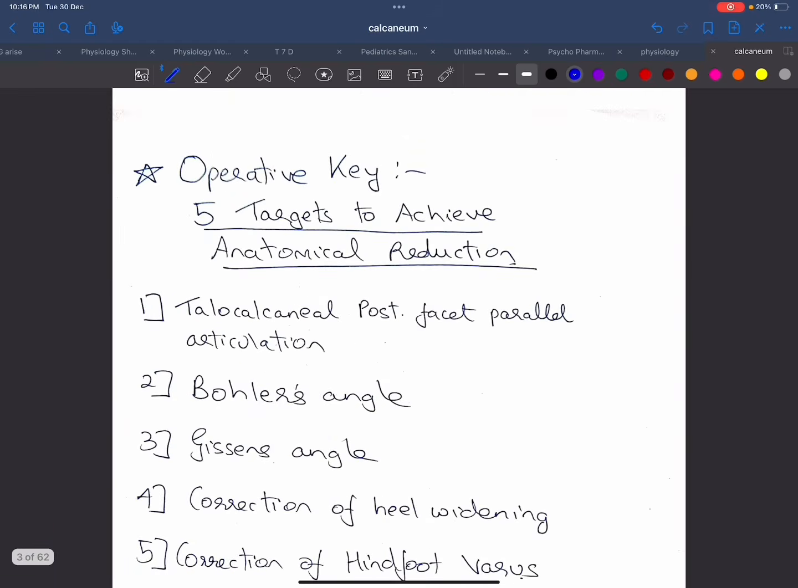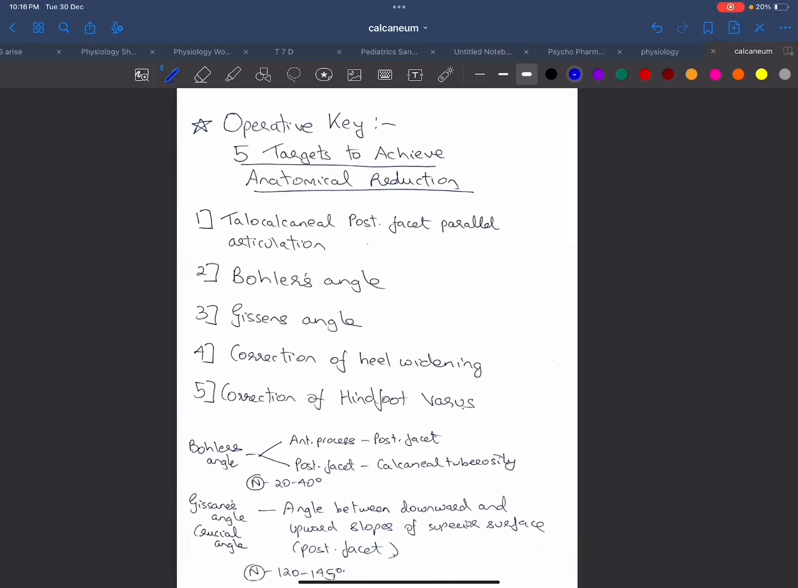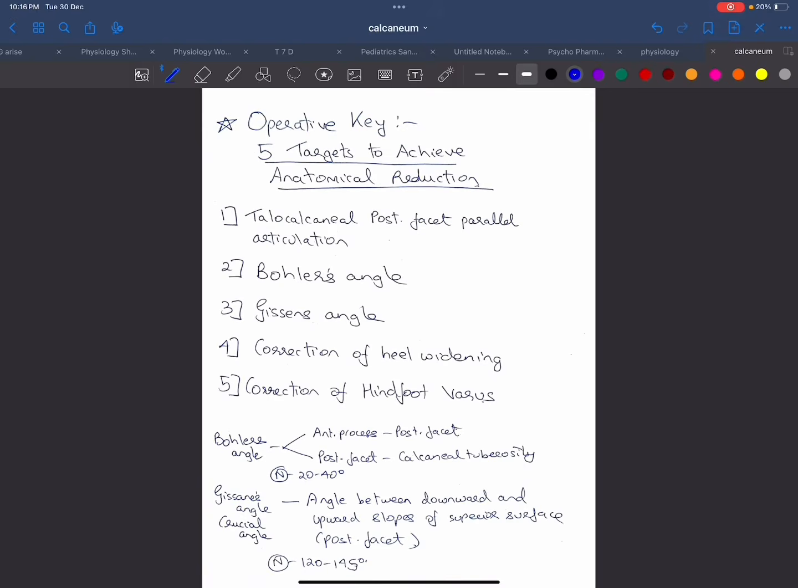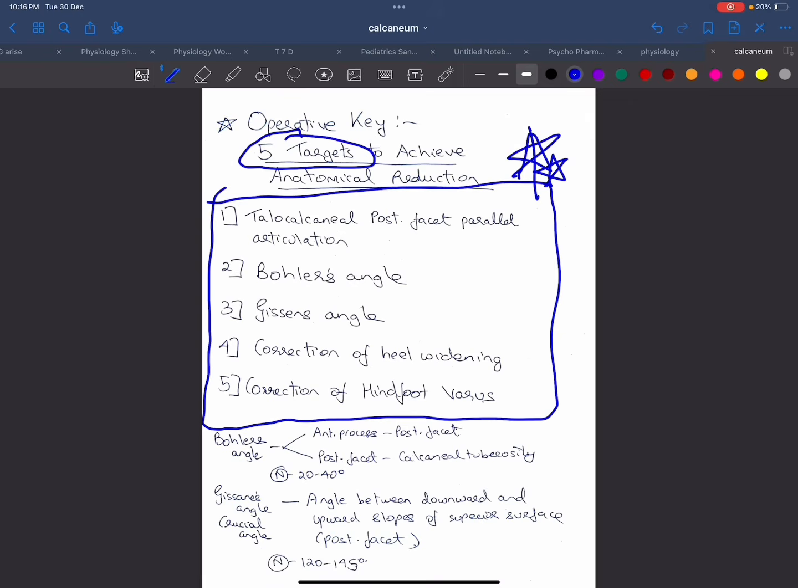Now, operative key. This slide is the most important slide. In this slide, there are five targets. Before we go to the OT, this is the slide you need to mug up and keep in mind. Intraoperatively, you have to perform the tasks which help you achieve these five goals, these five targets, to achieve anatomical reduction. Calcaneum fracture fixation, once you understand the concept and anatomy, becomes very interesting.